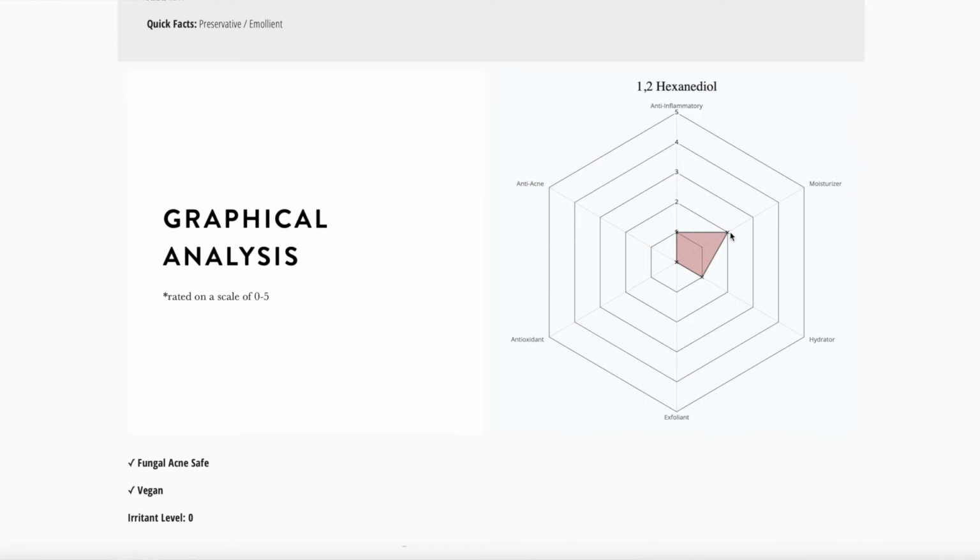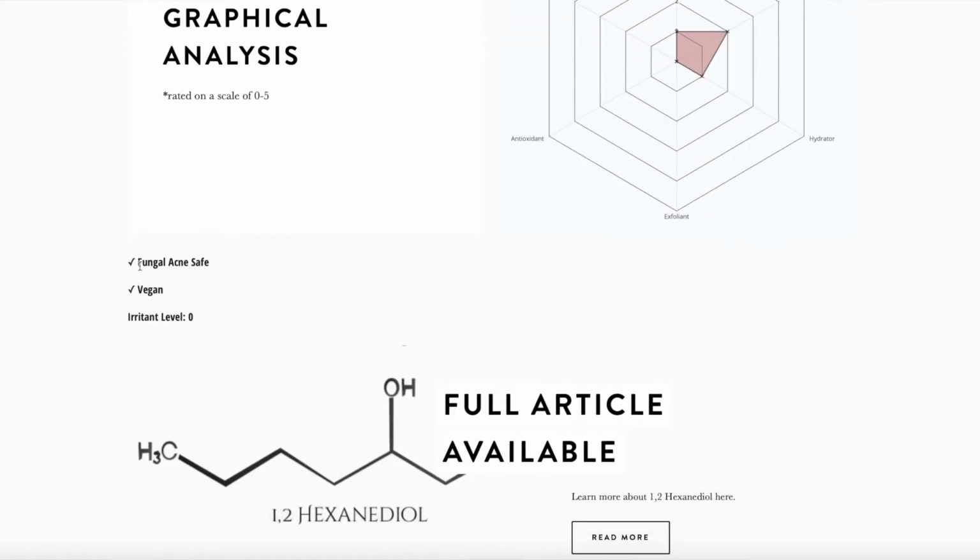Here we see that it's a moderate moisturizer. It has some anti-inflammatory capabilities and some hydrating capabilities, but otherwise, it's really not an ingredient that you would consider active. It's mostly just there to help the product come together, and it serves more on the technical side of formulation. You don't see companies listing 1,2-hexanediol on the front of their packaging as advertisement for the products. It is fungal acne safe and it is vegan and it's completely non-irritating.